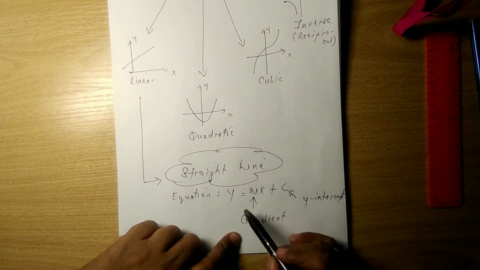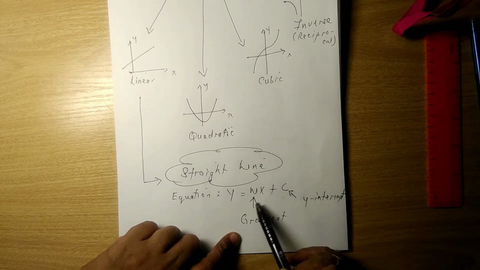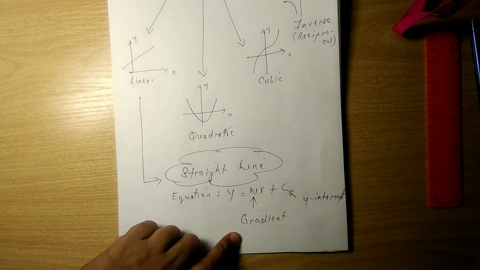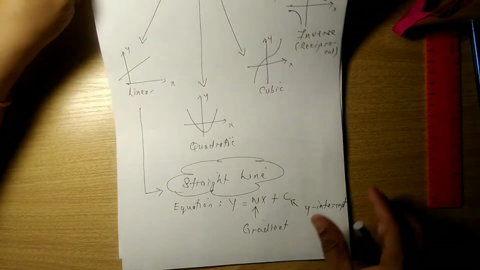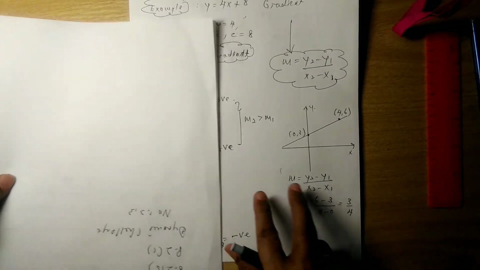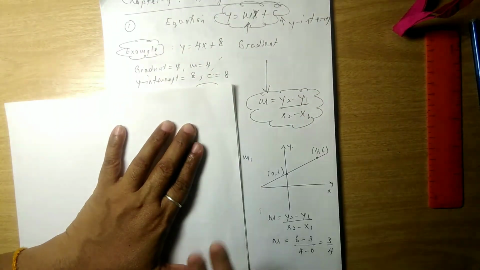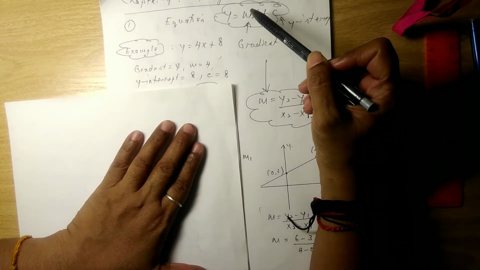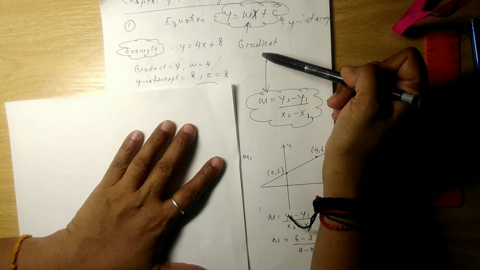So you need the gradient as well as your y-intercept to mark 2 points on a Cartesian plane and connect them to form a straight line. All right, so that's the first part. Now the second part is, we come back to this concept. You have a gradient of a straight line. The equation is given as y equals mx plus c, whereby m stands for gradient and c stands for your y-intercept.